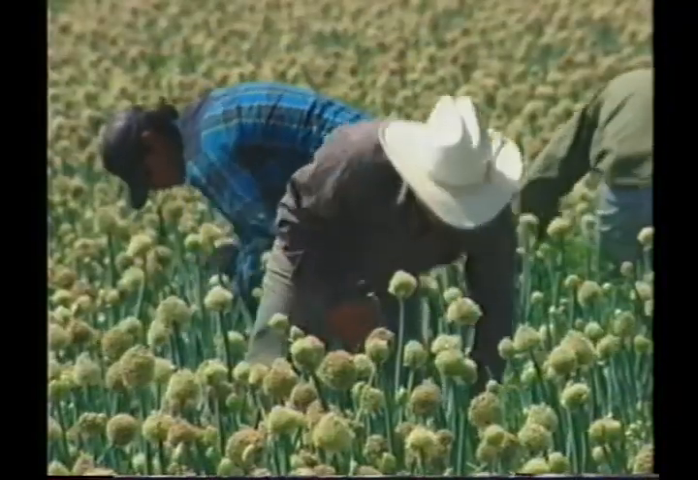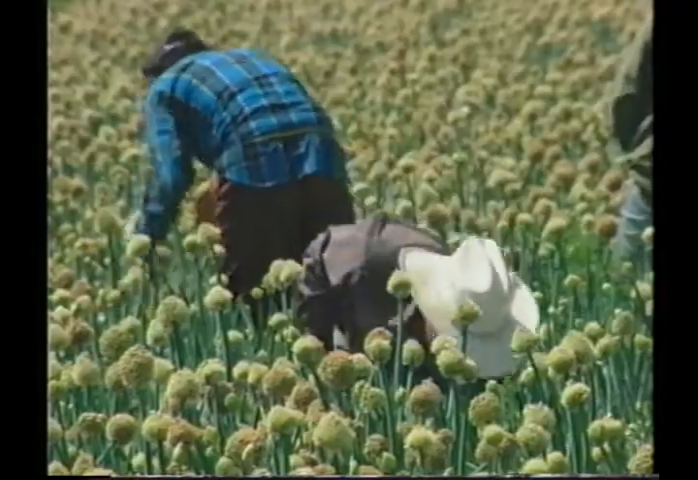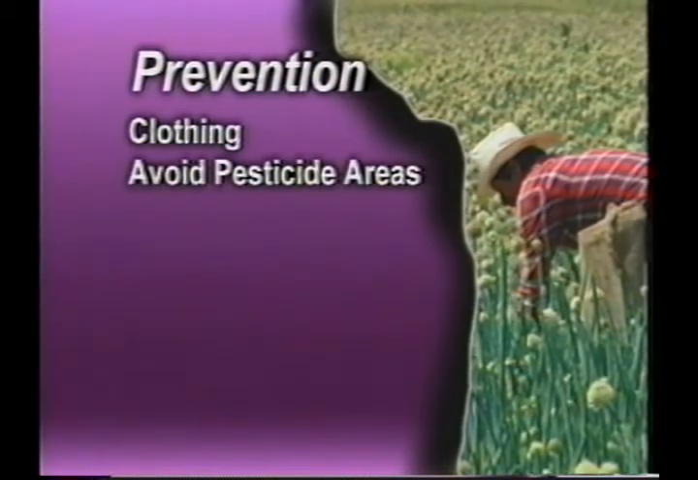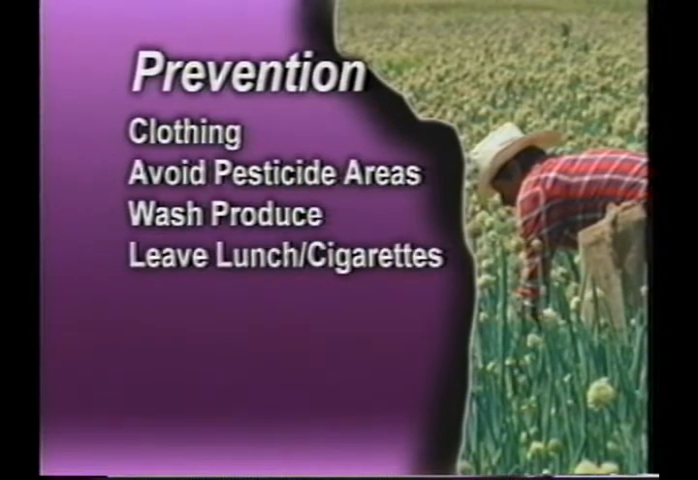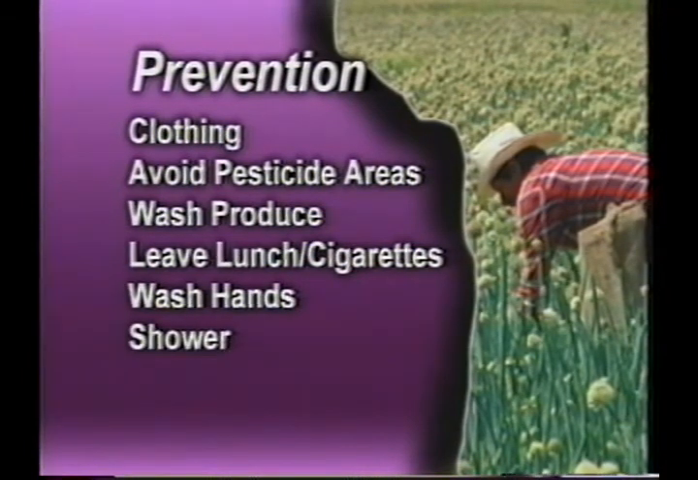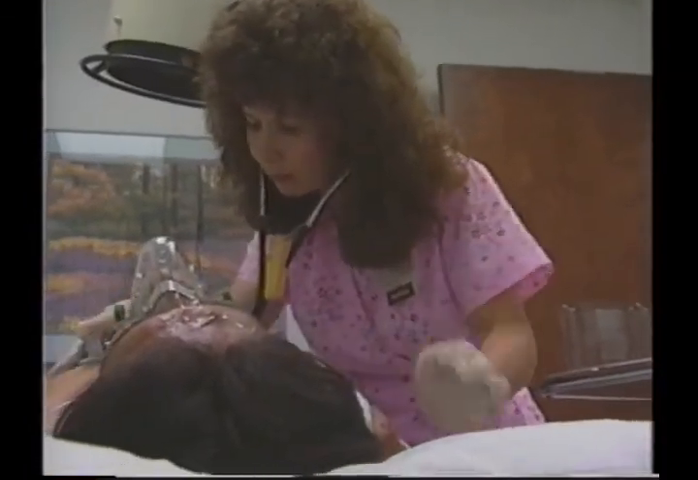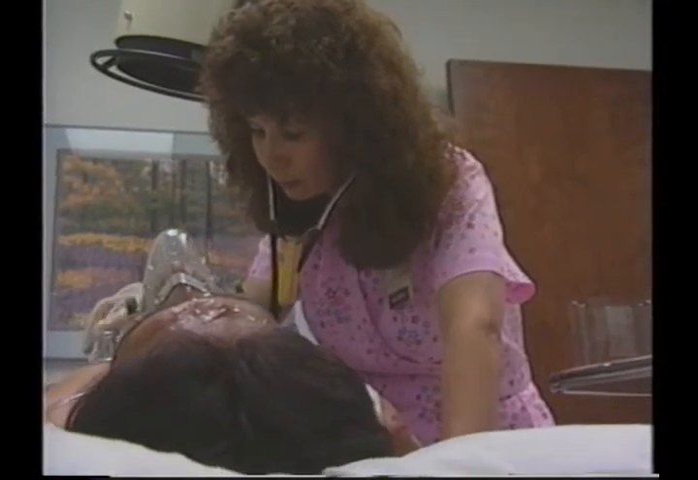As you can see, there are many ways that pesticides can get on you. The things you can do to protect yourself are wearing proper clothing, avoiding places where concentrated pesticides are, washing produce, leaving lunches or cigarettes in a safe place, washing your hands, showering after work, and laundering your clothes after you wear them. However, accidents happen. Let's look at what to watch for and what to do in case something goes wrong.